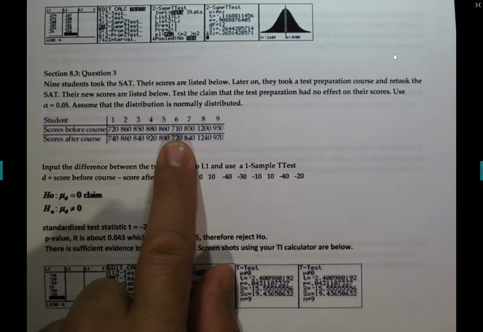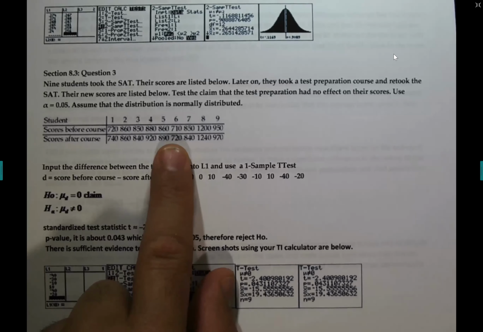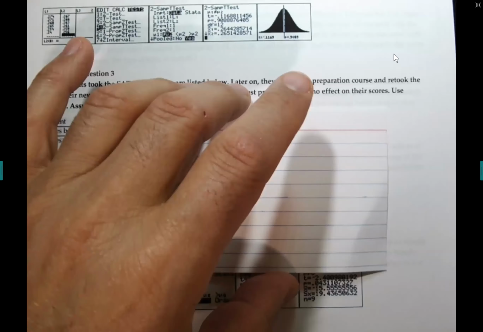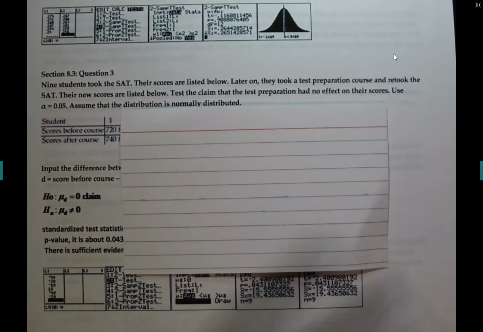Test the claim that the test preparation had no effect on their scores. Okay, first of all, guys, what does it mean, no effect on their scores? Can someone explain it to me? Equal to or not equal to? Yeah, it didn't make a difference. That's what it means. Like I got 740 on the first attempt, I'm going to get 740 on the second attempt. That's no effect. So equal 0, not equal 0.